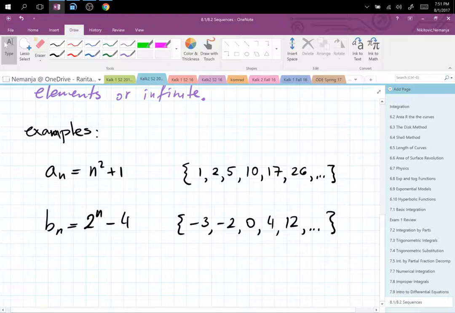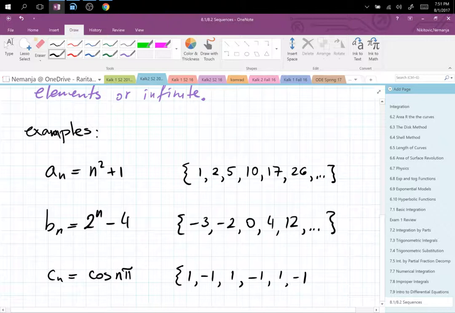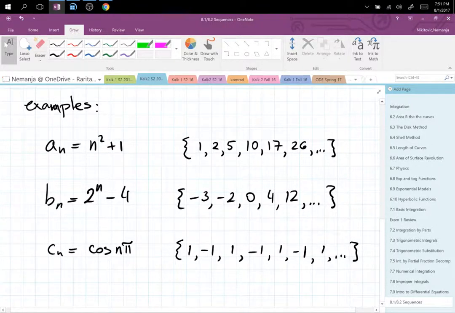Here's the really cool one. Let's say c_n is equal to cosine of n pi. So how much is cosine of 0? 1. Great. How much is cosine of pi? Negative 1. And how much is cosine of 2 pi? And then 3 pi? You see this? It's awesome, right? You can get that. So sequences are really cool.